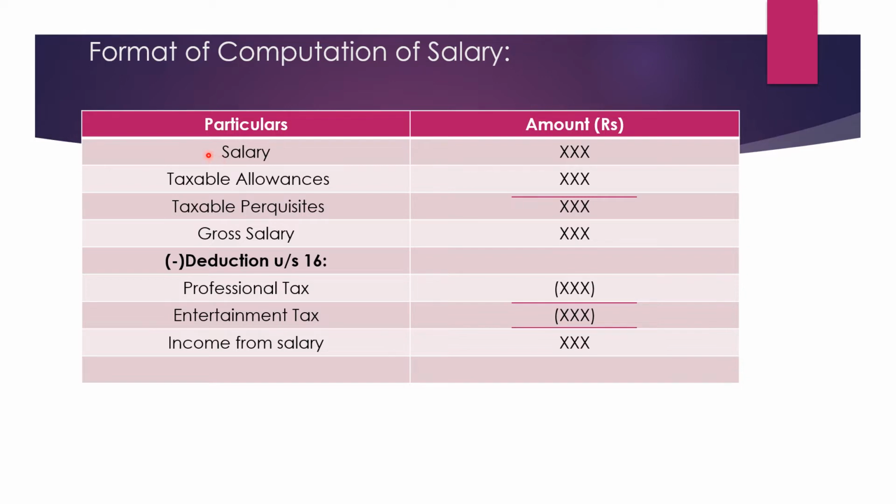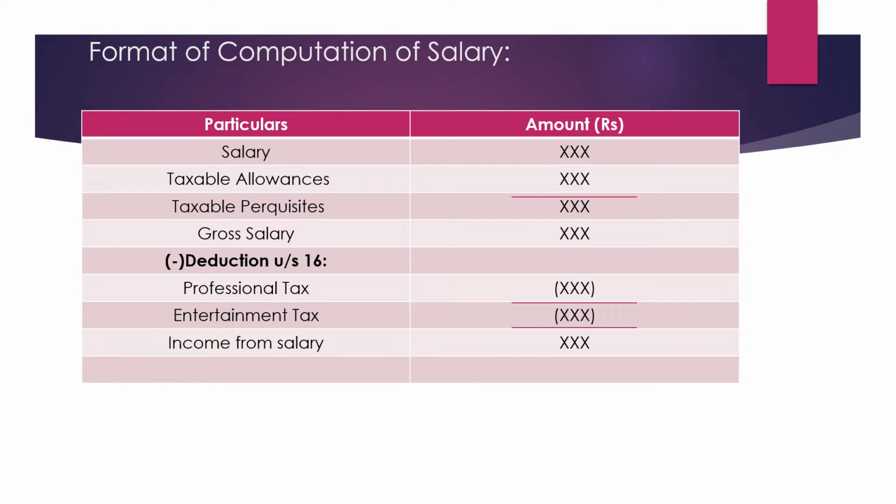So in this format we are going to calculate income from salary, so that we will get income from salaries. Here first, the salary amount is going to be written in the amount column. Then we are going to add taxable allowances and taxable perquisites, then we are going to ascertain gross salary. After that there is a deduction under section 16. There are some sets of deductions under sections which need to be followed. Then there is professional tax and entertainment allowance, and therefore we are going to ascertain income from salary.